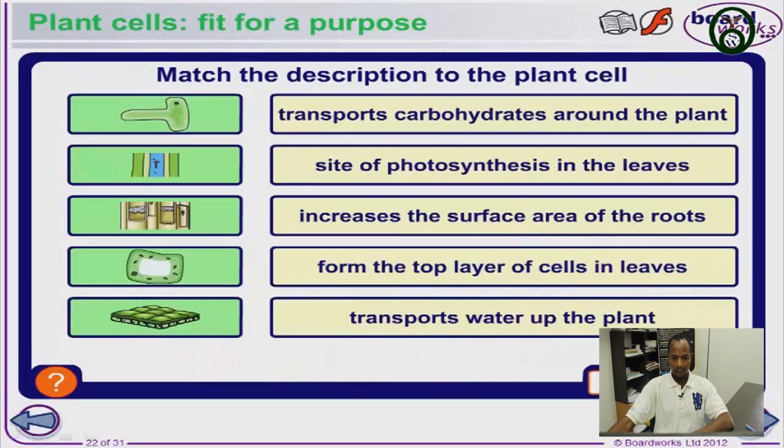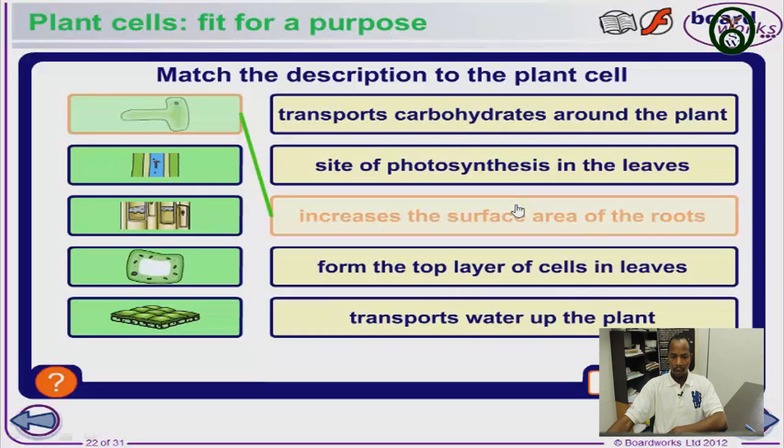Let's move ahead and take a look at their specific function, how they look and their functions. What does this do? What does this do? And what does this do? These are the different cells that we've mentioned, all right? Now, what's the function of this? Transport carbohydrate around the plants, site for photosynthesis, increase the surface area of the root, form the top layer of the cells in the leaves, or transport water up the plant. Yes, they increase the surface area of the roots. This is the root hair cell.